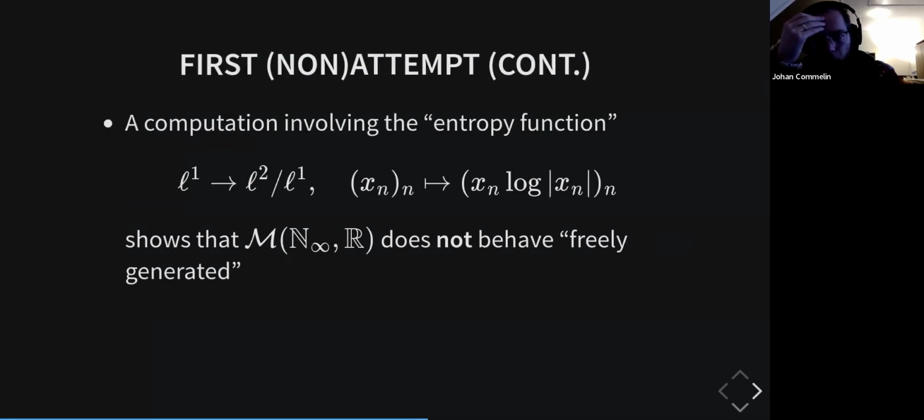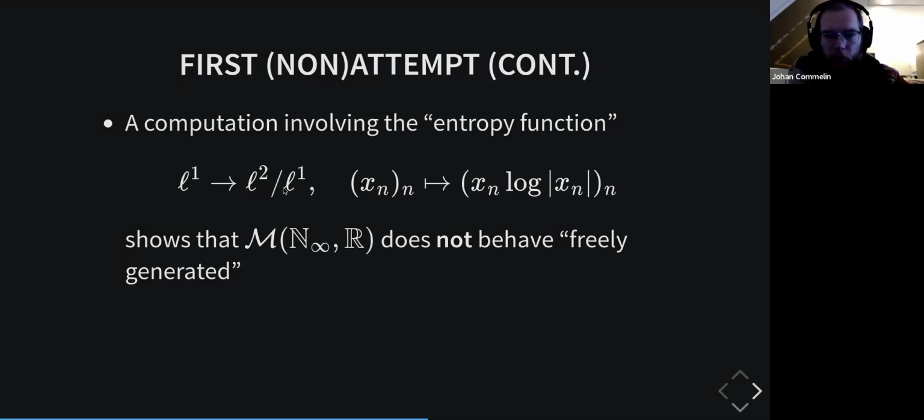Okay. So that's a nice candidate for a freely generated complete R module. But it doesn't work. So some computation involving the entropy function, that's this map, x goes to x log x. If you view that entropy function as a map from the L1 space of summable sequences to L2 modulo L1, so that's the square summable sequences modulo the summable sequences, then you can show that you get into trouble with this question about splitting extensions.